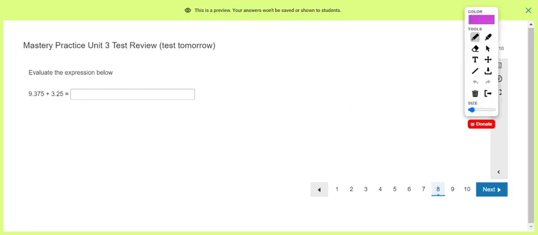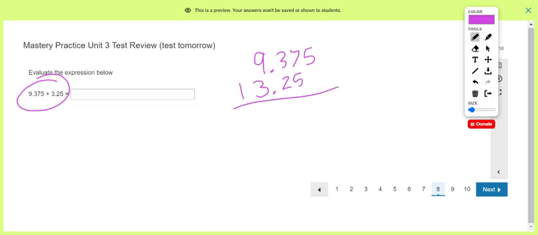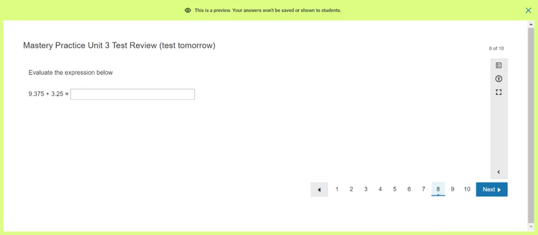Number 8, straight up adding decimals. Line up your decimal place value. Whole numbers over whole numbers and tenths value over tenths. So we're just going to add those up. I'm not going to spend much time on that.